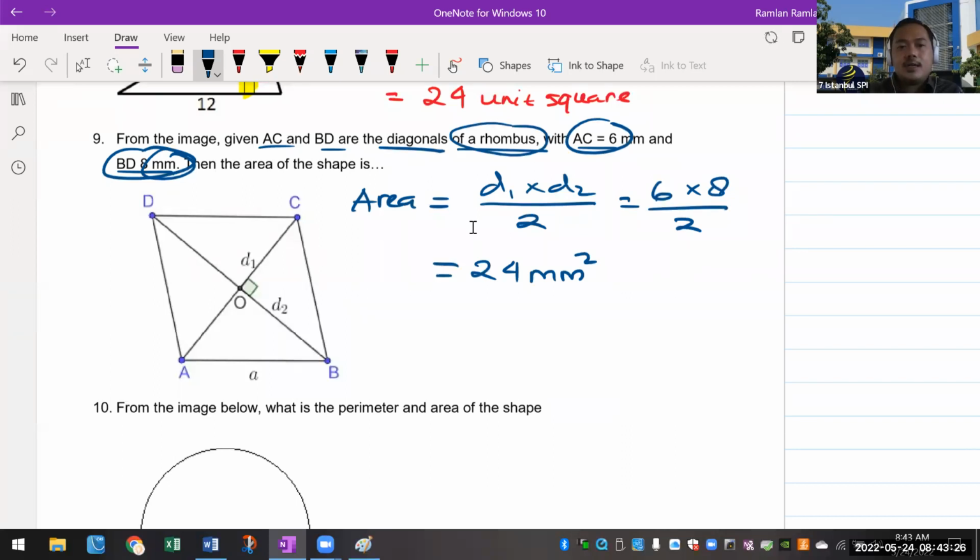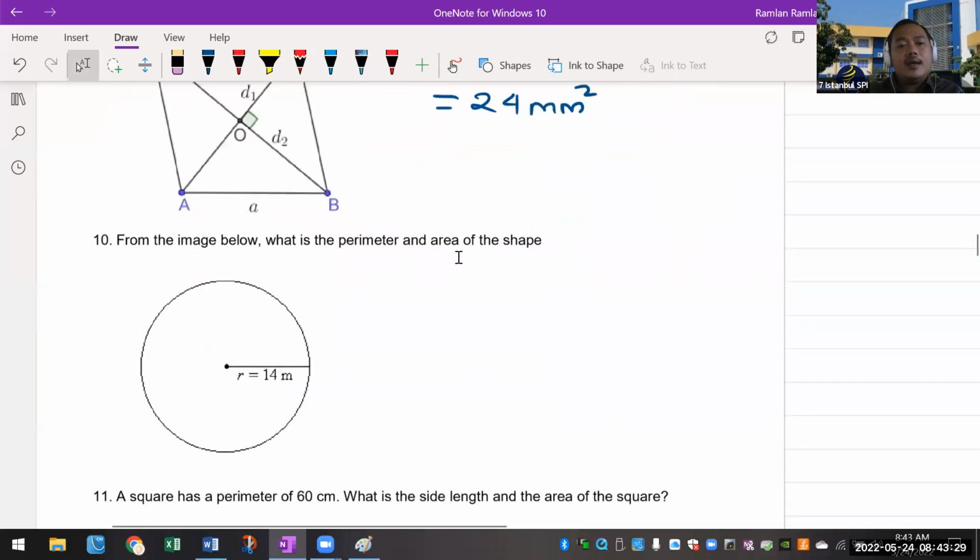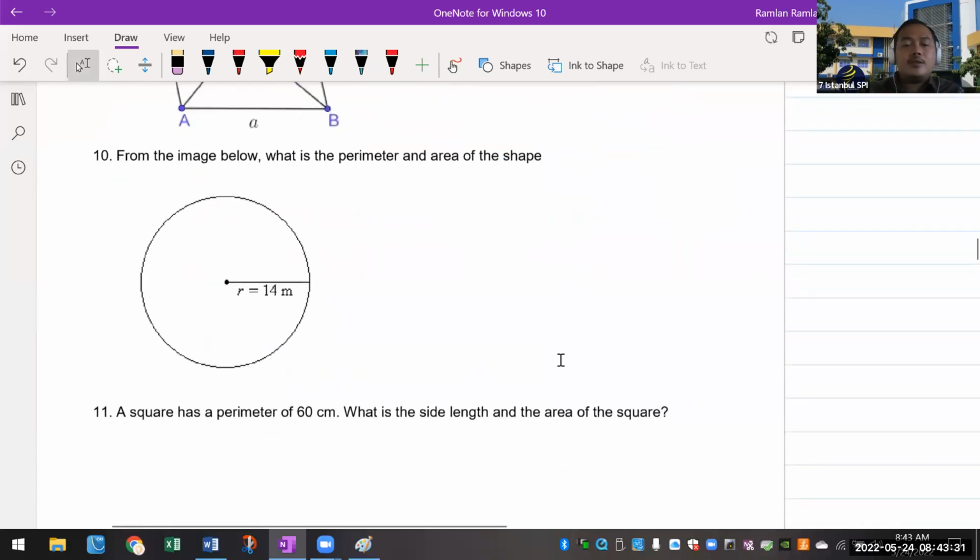Okay, the last question that I'm going to explain to you guys today is the circle. Again, guys, you don't have to memorize them if you can't, but if you can memorize them, that will be very good. But if you're having difficulties in memorizing, I think it's fine because I will give you the formula step. Okay, from the image below, what is the perimeter and the area of the shape?